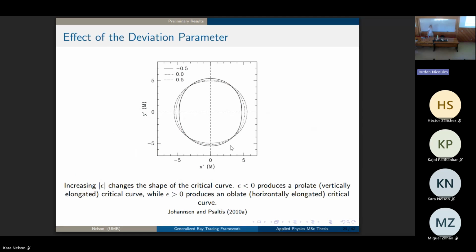Just to give a little bit of physical intuition about the epsilon parameter, it is going to be changing the flexible moment, so it's going to be changing the critical curve from more oblate to prolate. It's just switching things in different ways. So this is what Johannsen's critical curves look like, and he did epsilon equals 0.5, negative 0.5, and epsilon equals 0. So again, we did the same thing.